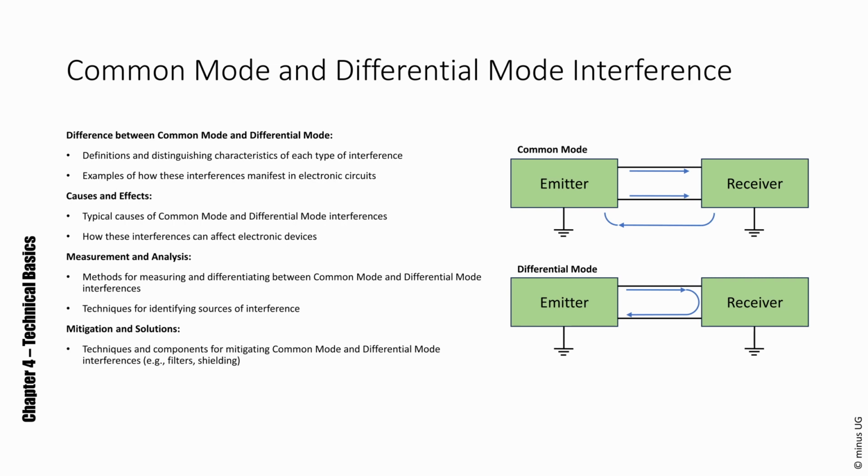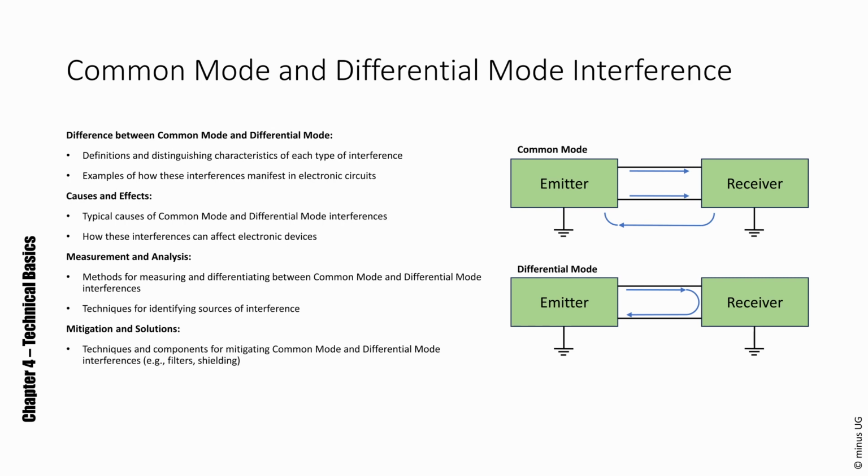Common mode interference. This occurs when the interference signal is common to both lines, conductors, in relation to a reference ground point, and often in the same direction. Common mode noise typically enters the system through radiation or conduction, and is often associated with electromagnetic fields coupling onto the lines.